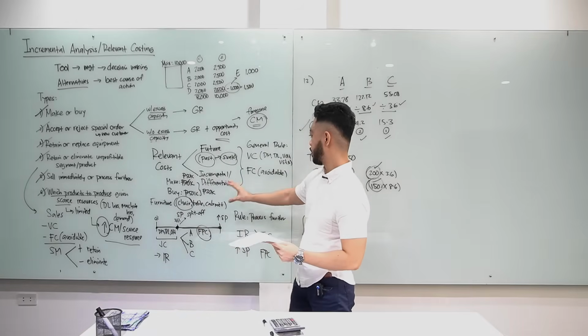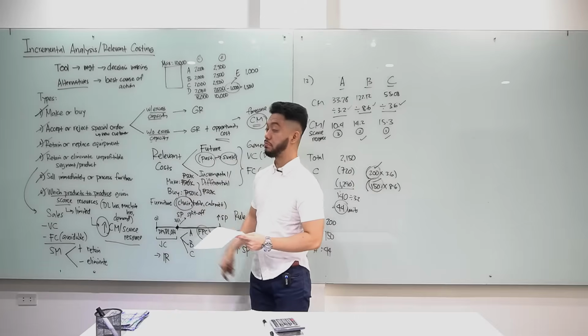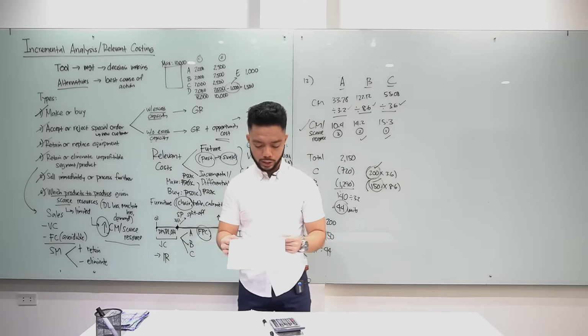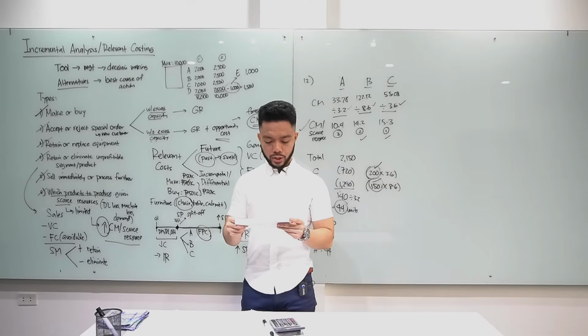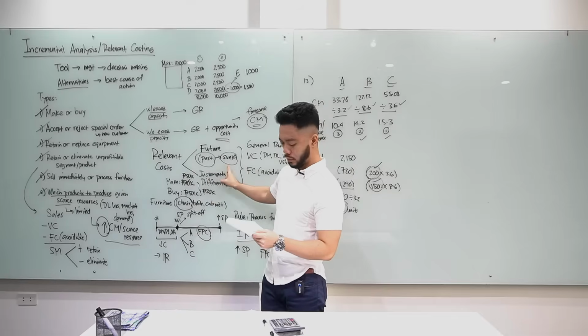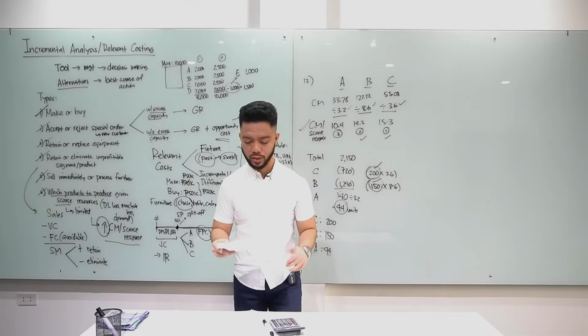Pag nag-make ka, ito, 70,000. Pag nag-buy 50, yung difference sa 20,000, ang tawag mo doon, differential cost. Letter D for number 5. Number 6, a cost incurred in the past that cannot be changed. Sunk cost. Letter B. Sunk cost is irrelevant.